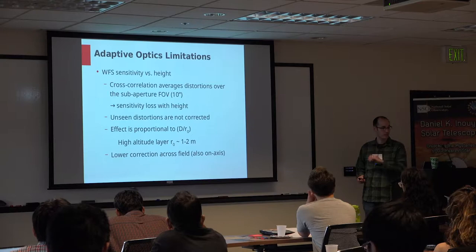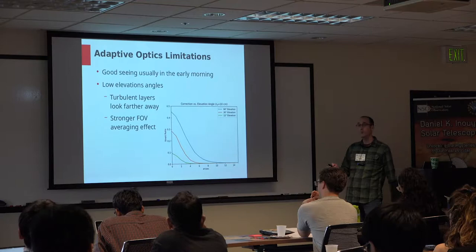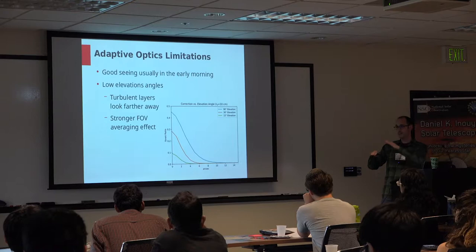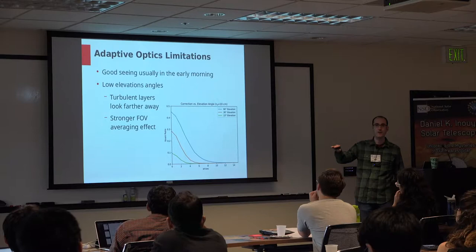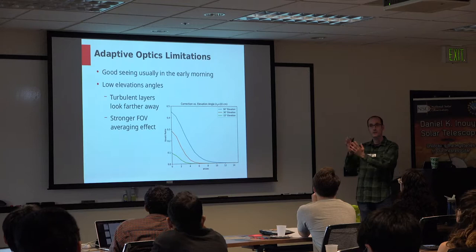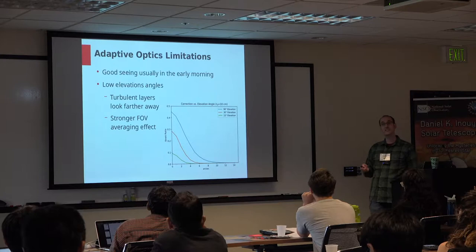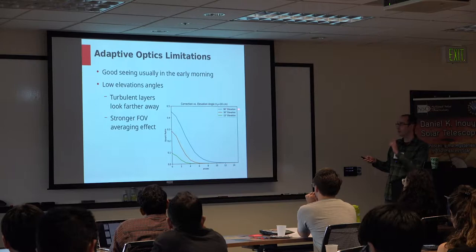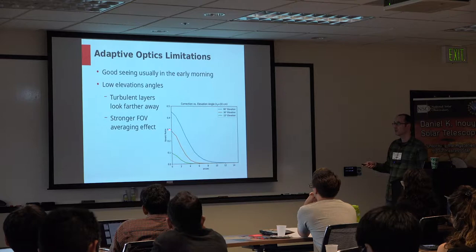And to make things worse, when we look early in the morning, we are looking tilted. So that means that a certain height is going to appear as if it was much farther away from us. The 10 arc second field of view cone is going to be much larger. The averaging is going to be more severe. So we're going to be less sensitive to this layer. Here I illustrate in this plot how when you look straight up, 90 degrees elevation, you achieve this performance. And as you keep going down in elevation, your performance drops across the board, on axis and across the field.